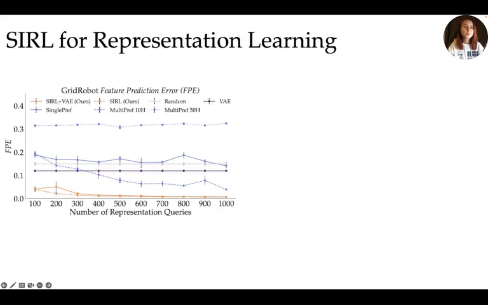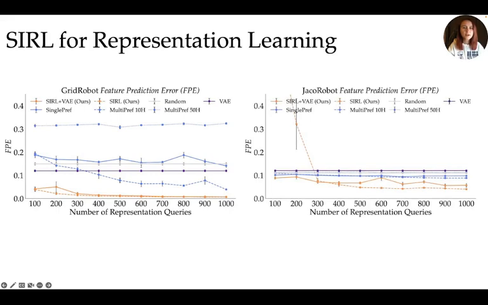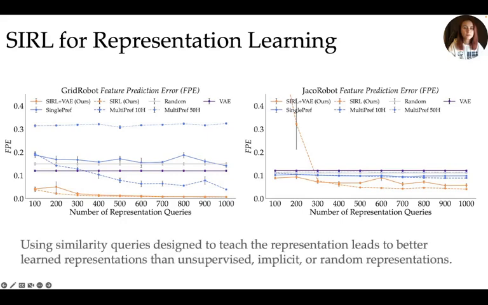The result is that for both GridRobot and JacoRobot, we find that SIRL in orange results in representations that better predict the ground truth features than any of the other baselines.